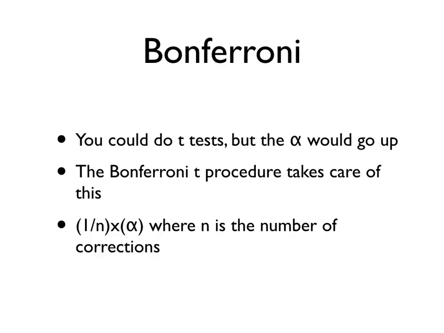It's 1 over n times alpha, and n is the number of comparisons. This now tells you what your new alpha is. So we're going to do 3, so it's 1/3 times 0.05. We don't want to just keep our alpha, because if we start doing all these tests, eventually we're going to find one by random chance alone. So our new alpha level is going to be 1/3 of 0.05. Our new critical value.